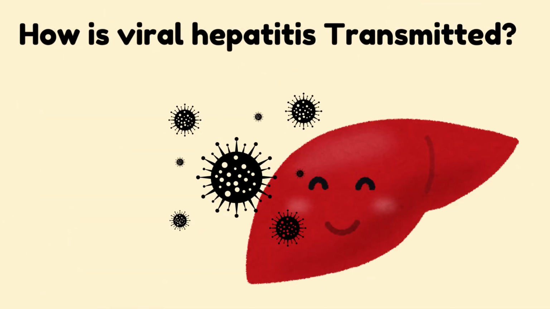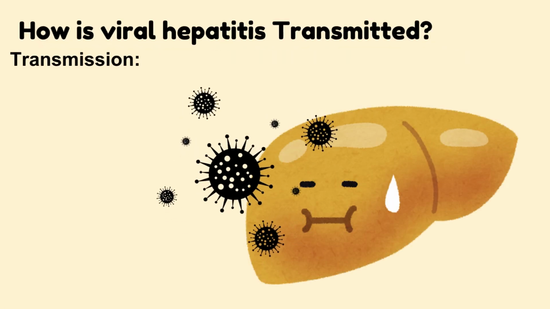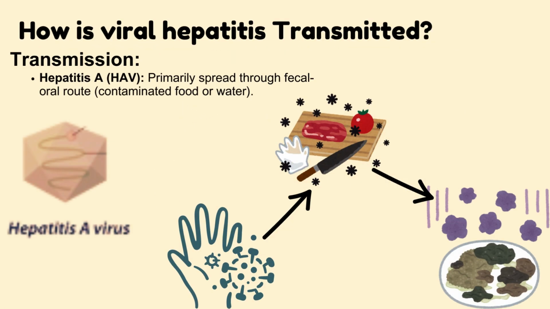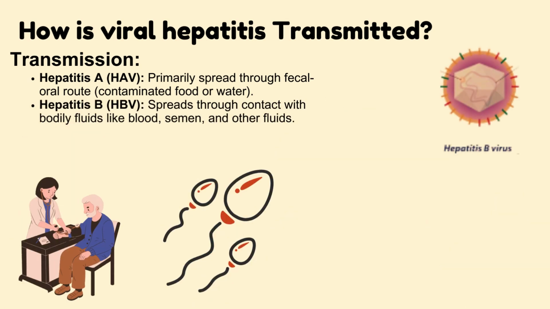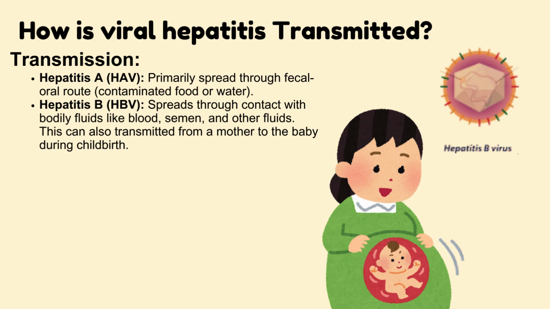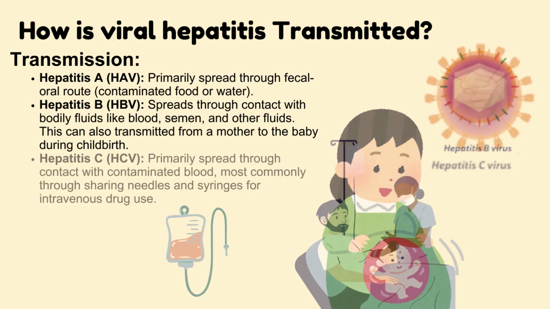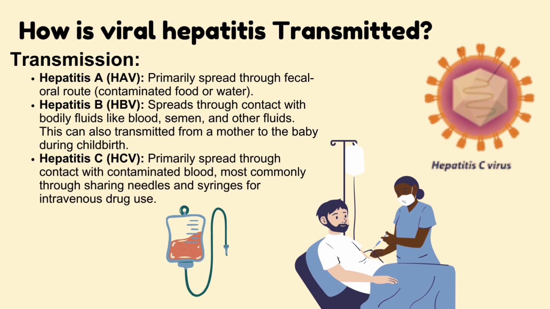How is viral hepatitis transmitted? Transmission. Hepatitis A, HAV, is primarily spread through the fecal-oral route, by contaminated food or water. Hepatitis B, HBV, spreads through contact with bodily fluids, like blood, semen, and other fluids. This can also be transmitted from a mother to the baby during childbirth.